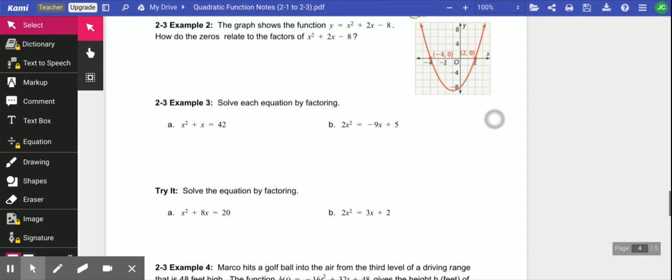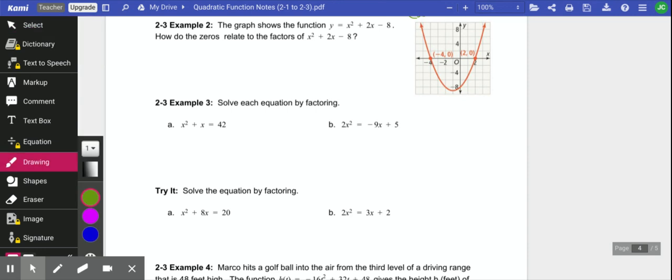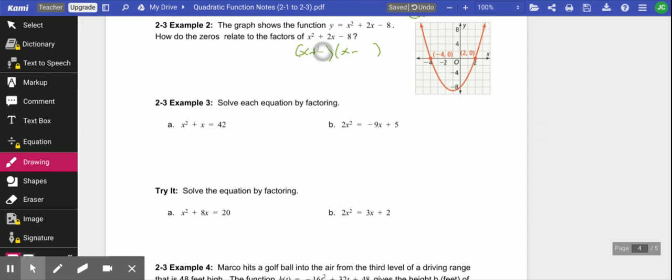All right, so now what we want to talk about is how this relates to our quadratics. So we have a picture here of the graph y equals x squared plus 2x minus 8. So you can see its graph there. They already did that. Now, they want us to see how the zeros compare to the factors. So let's factor this thing. We have x and x. The signs are going to be different. And we're looking for things that multiply to negative 8 and add up to 2. So positive 4 and negative 2.